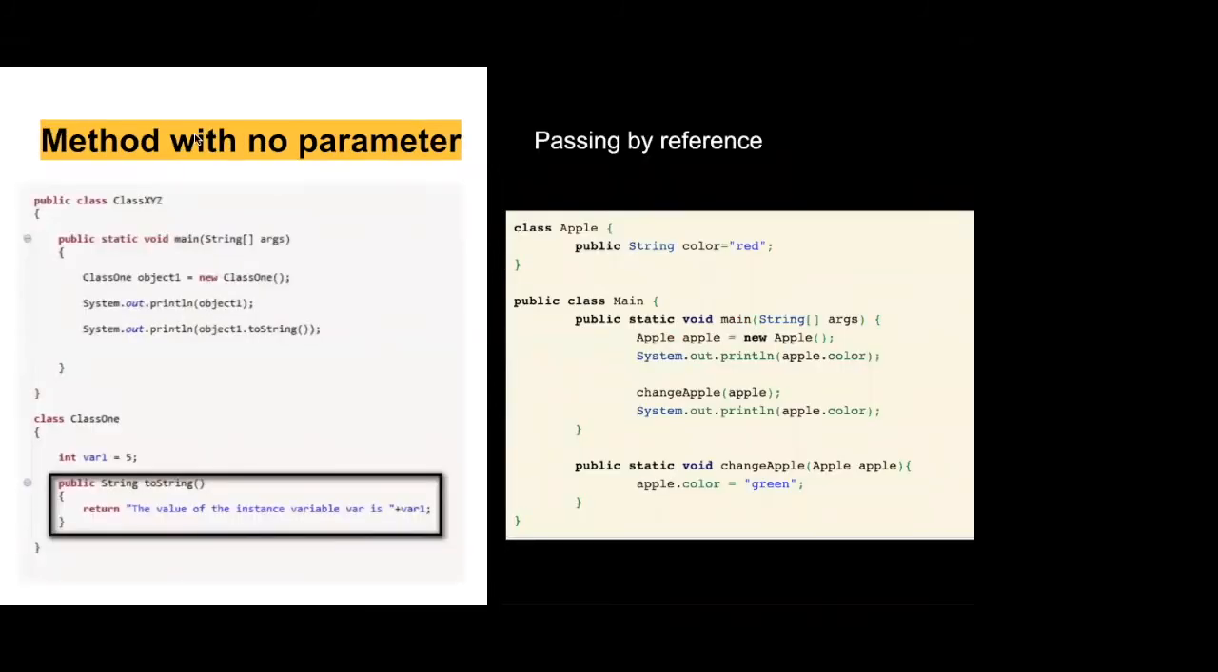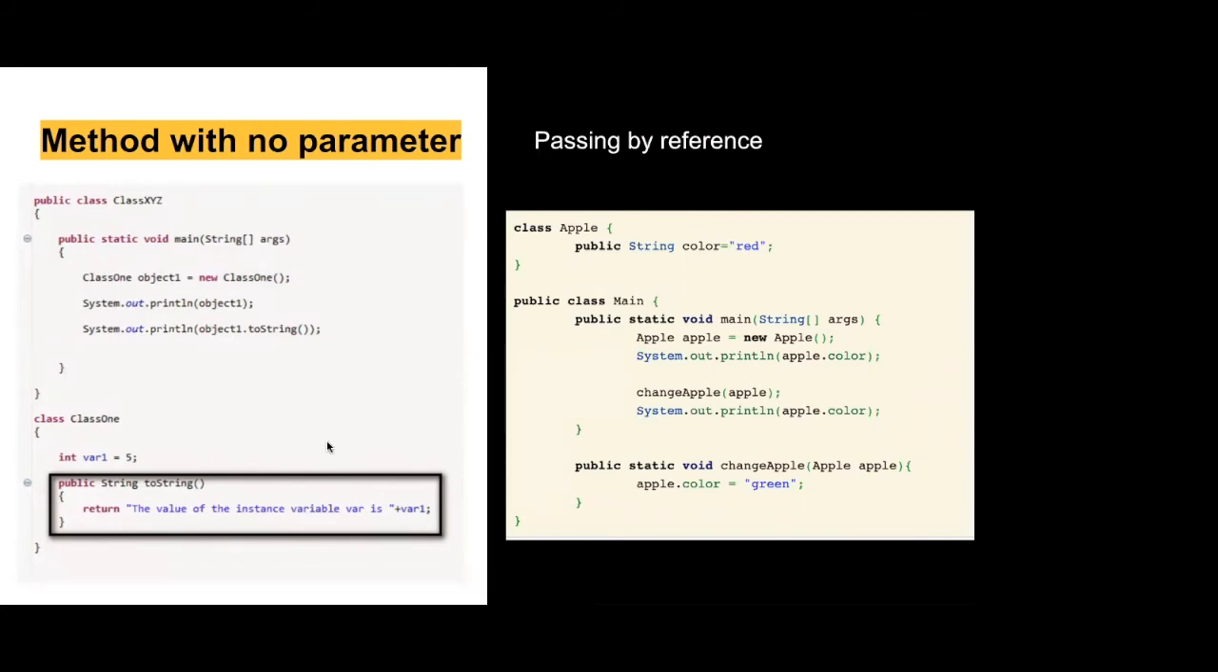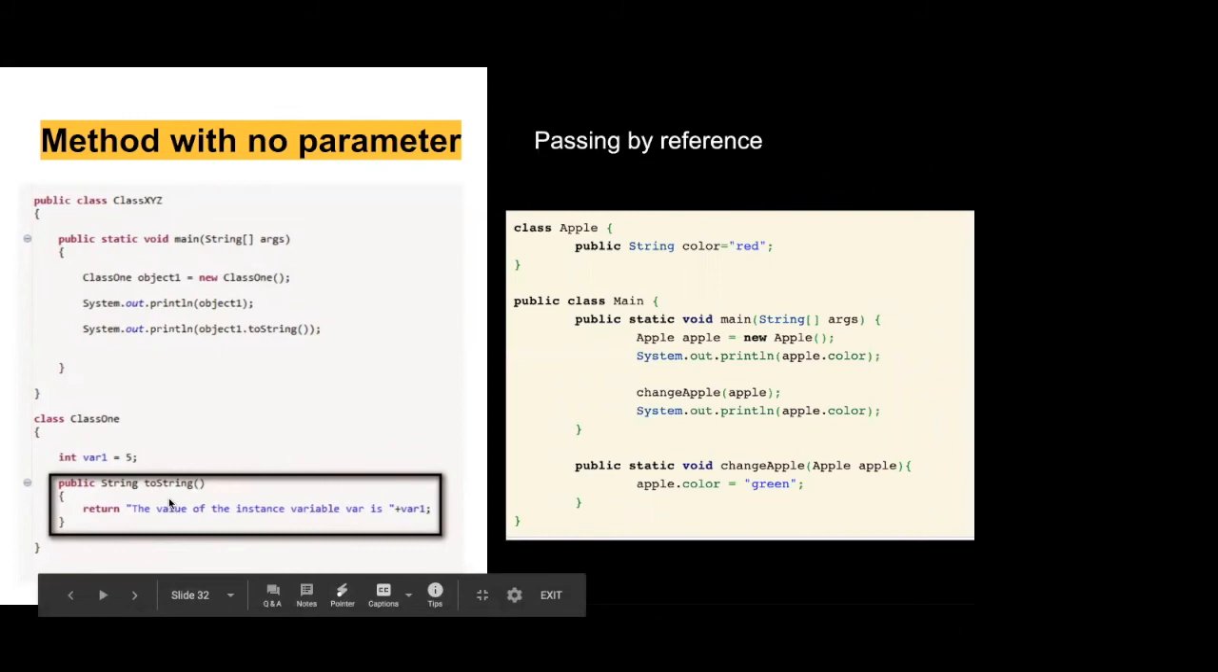Okay, so let's take a look at a method with no parameters. For example, the toString method is a pretty common method that's in almost every class. Even if you don't define a toString method, it will have a default toString method within a class. So in this case, it defines the toString method. It just returns a string.